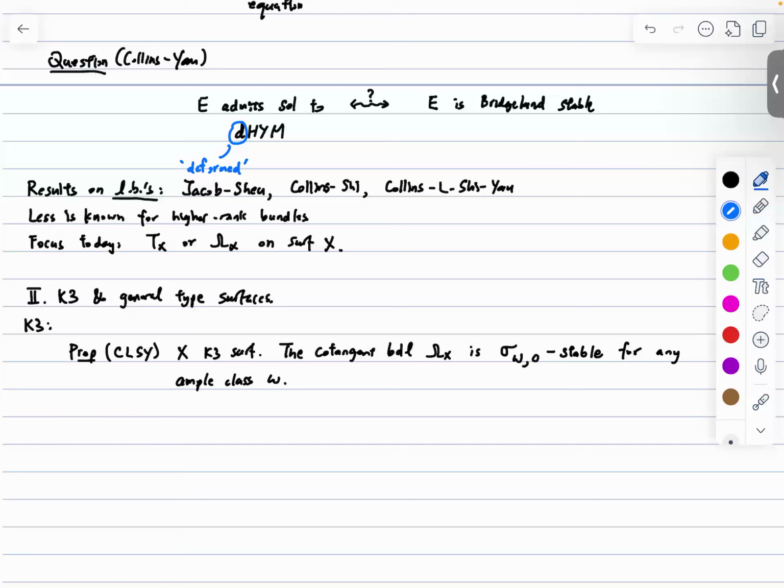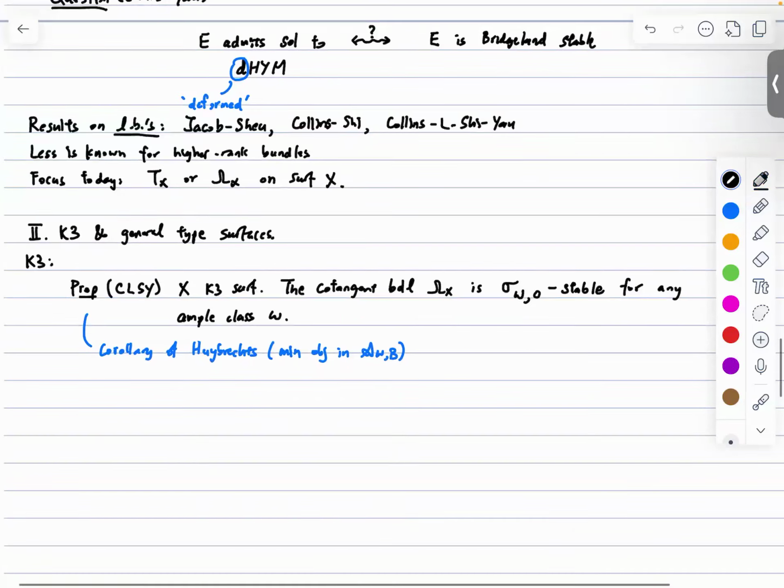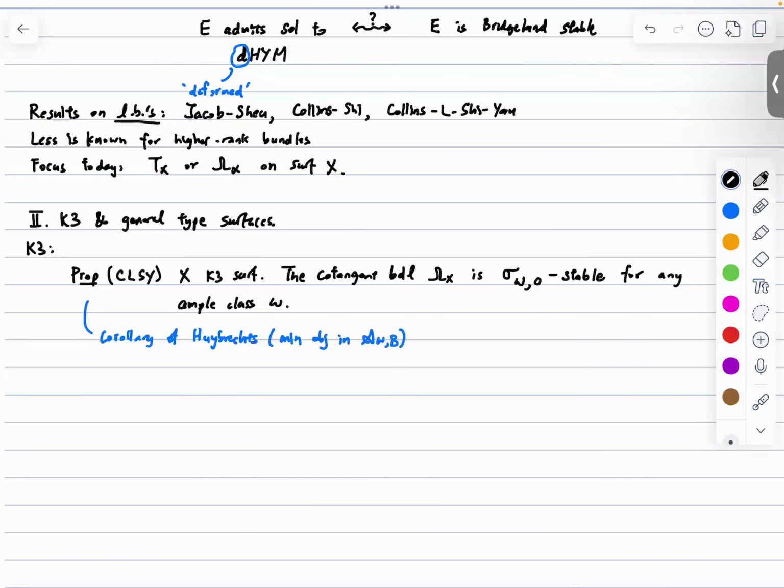And this is a quick corollary of a result by Huybrechts, where he classifies the minimal objects in this abelian category that we use in the definition of Bridgeland stability conditions. So this is for K3.